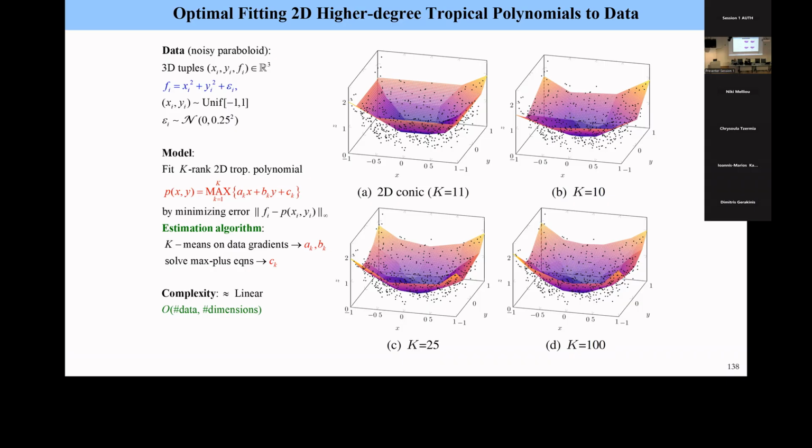How can we approximate them with a tropical polynomial, a two-dimensional tropical polynomial? If we knew in advance that this came from a paraboloid, then of course we know the degree of the tropical function that we should use. We have a two-dimensional conic, and therefore the degree k should be 11.